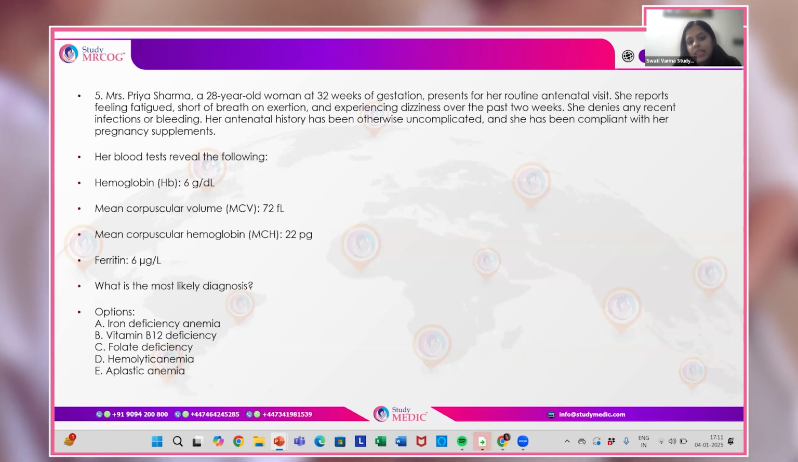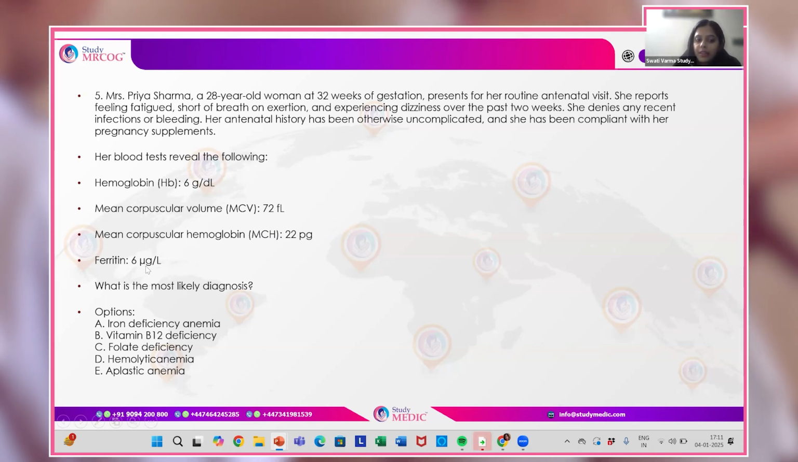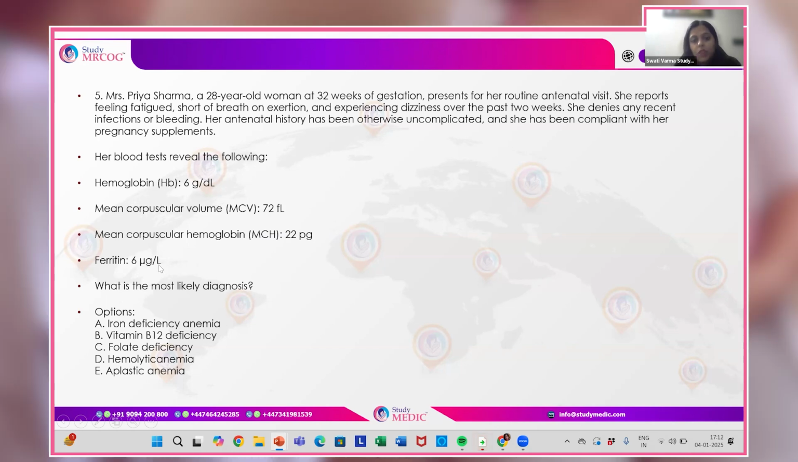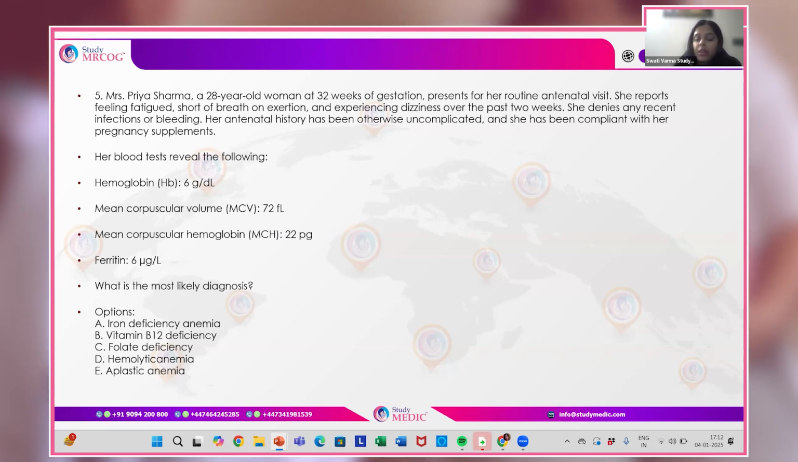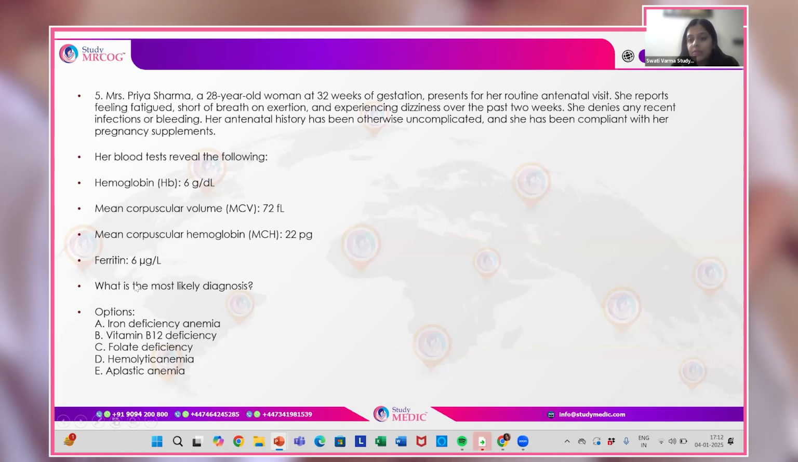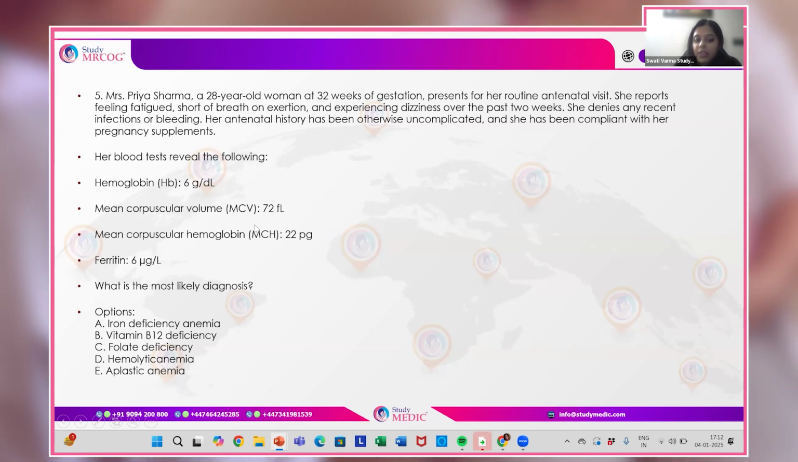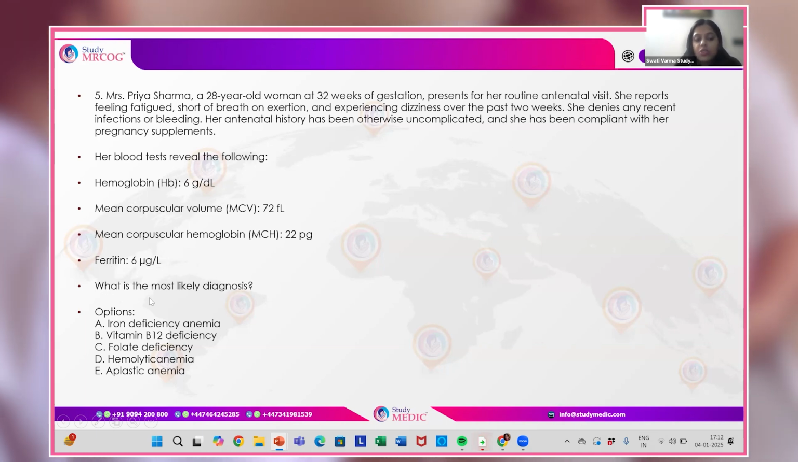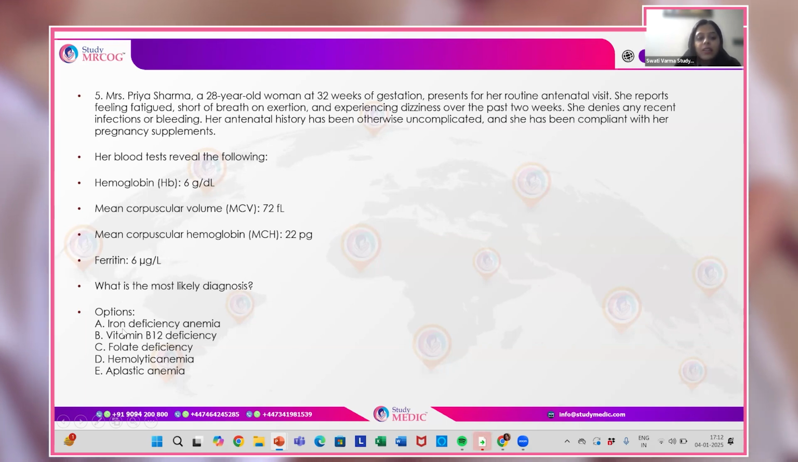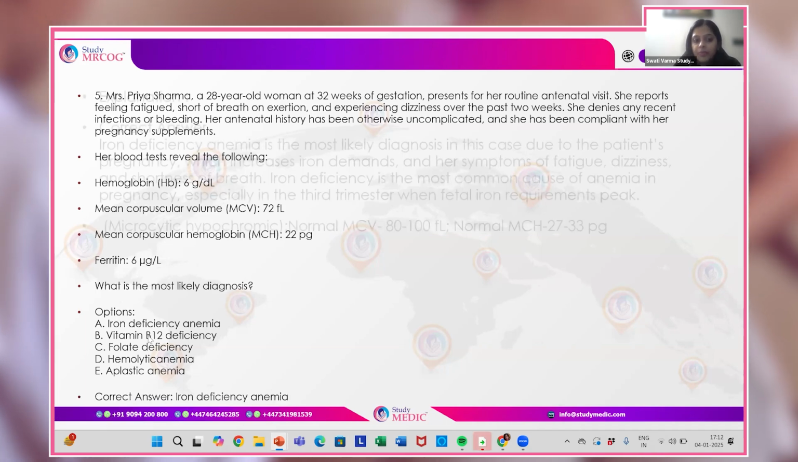Immediately we start thinking about either iron deficiency or thalassemia. So now ferritin again is 6 microgram per liter. Ferritin value should be mostly above 30, and below 10 is definitely deficiency in iron storage. So what is the most likely diagnosis? Since it is a microcytic hypochromic picture and ferritin is also low, we start searching for iron deficiency anemia first. And here we get iron deficiency anemia. So the single best answer here will be A.